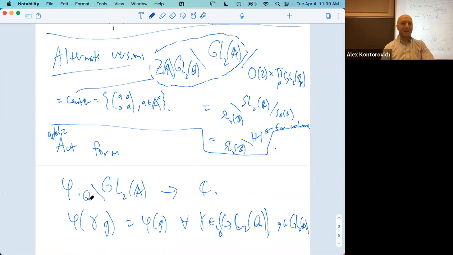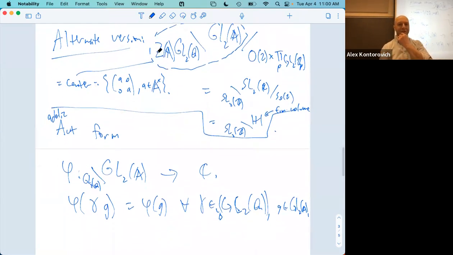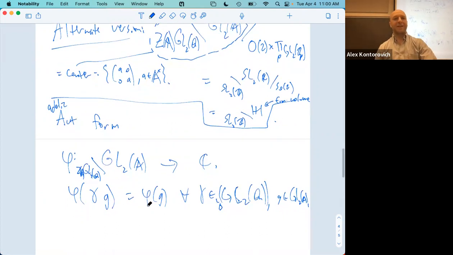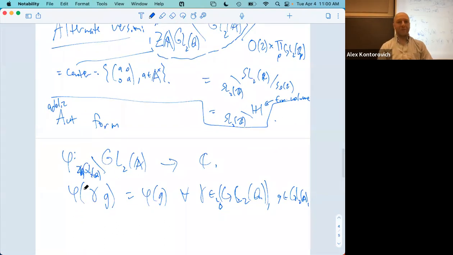I should really say this, and that's why I wanted to understand what that is. On the center, it's going to act by a character. So let's do a trivial character first, and just say it's trivial on the center, just for simplicity's sake. This is not the most general adelic automorphic form. So when I change things by a diagonal matrix, nothing happens.